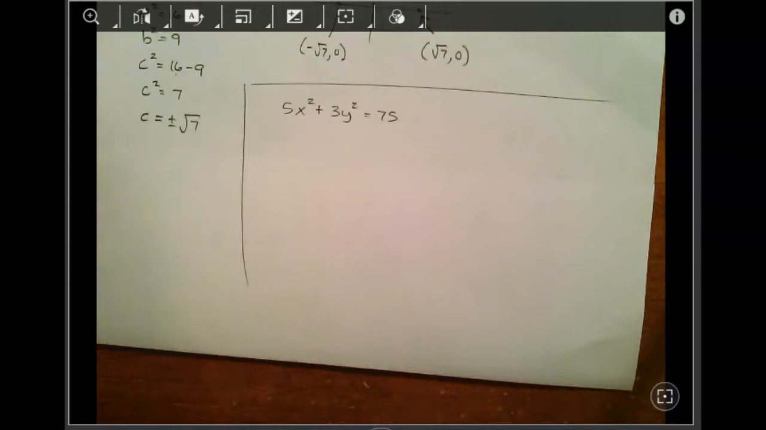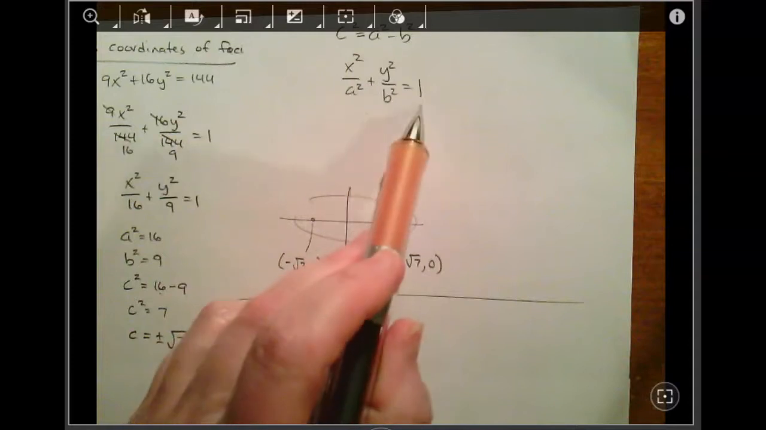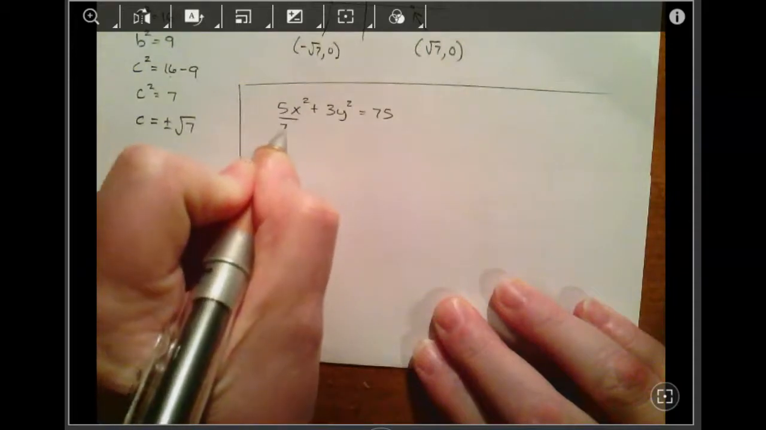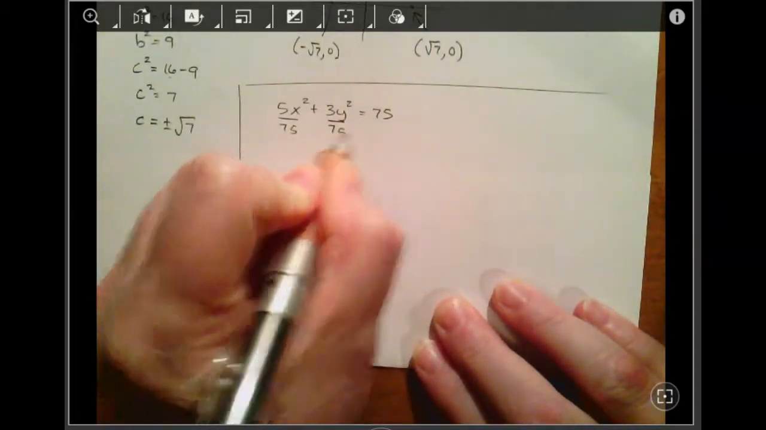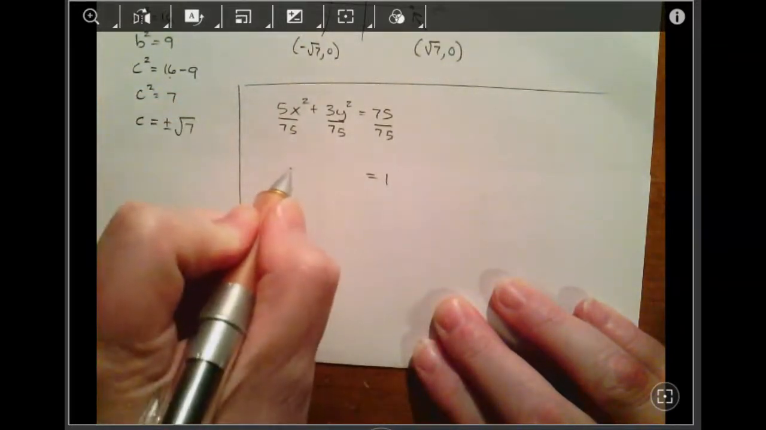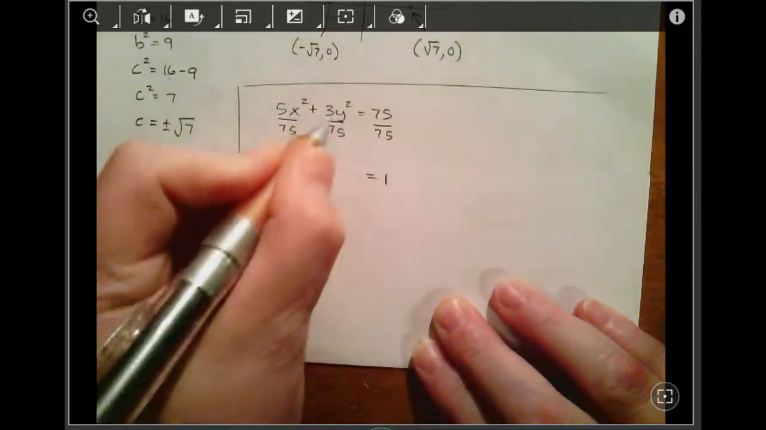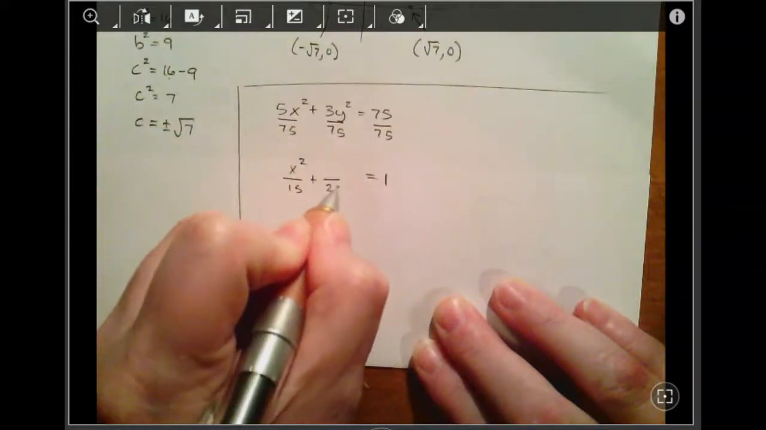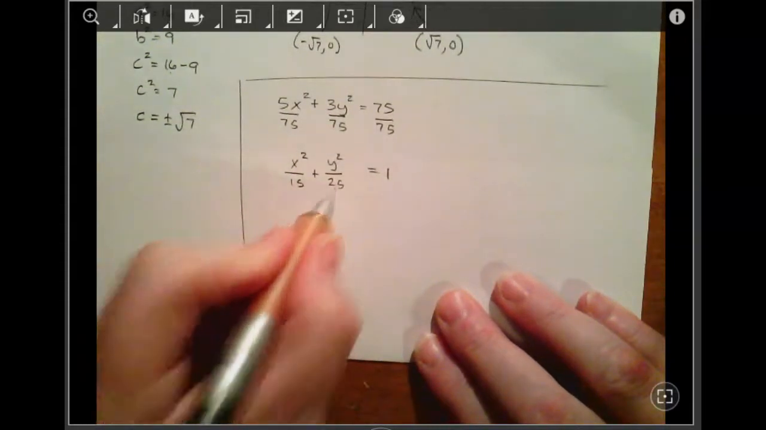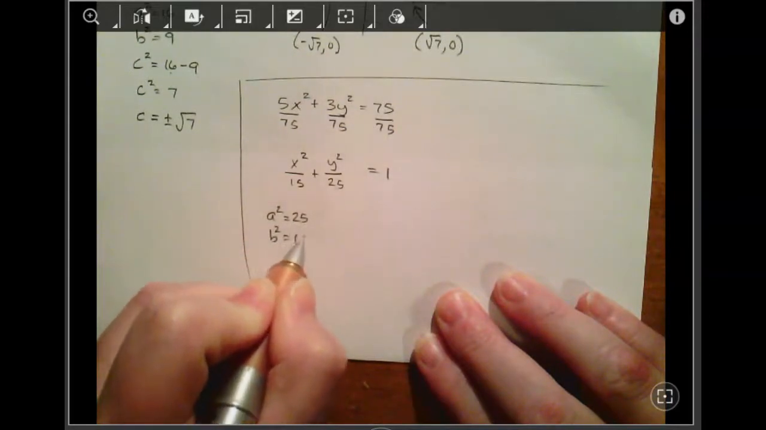Alright, so let's take a look at another one of those. Same idea here, right? We want this to be in this form, so we need this to be a 1. So we're going to go ahead down here and divide everything by 75 on both sides. So over here we're going to get 1, and on the left side, 5 over 75 reduces to 1 over 15, and 3 over 75, we'll get a 25 in the bottom. So that means now that our a squared is 25, our b squared is 15.